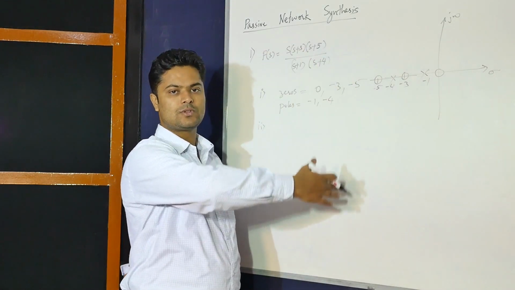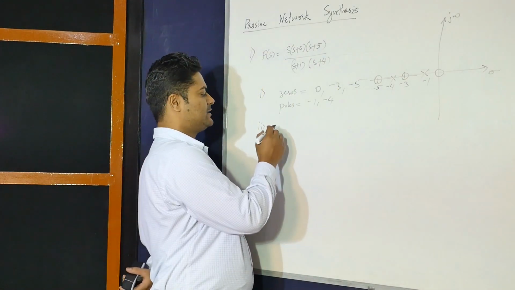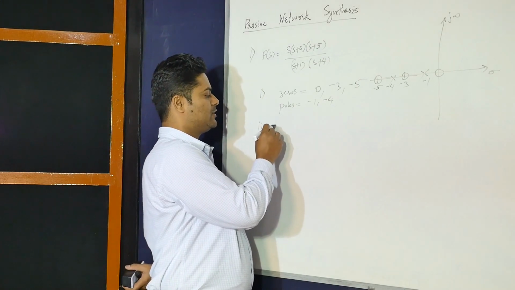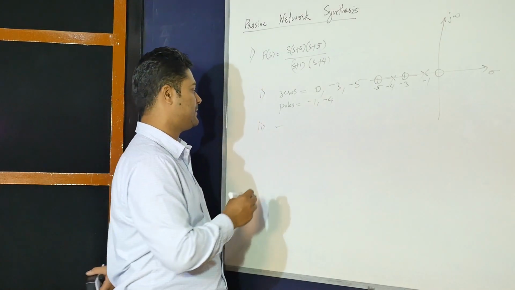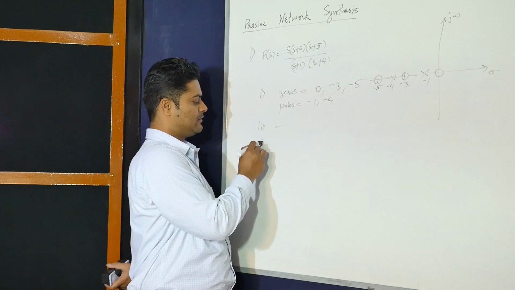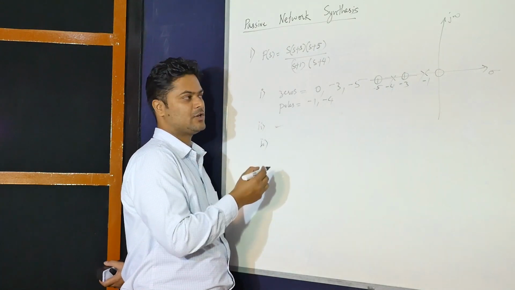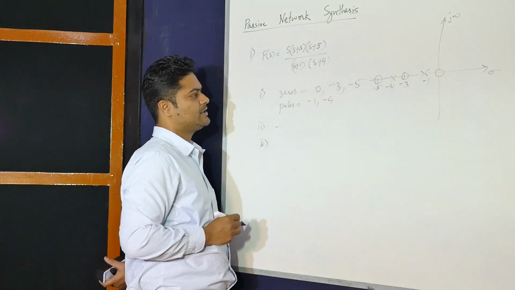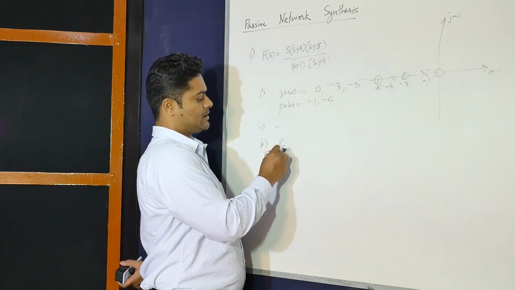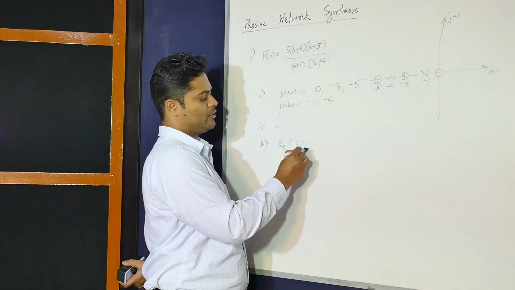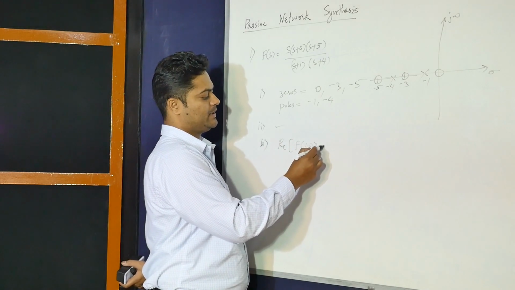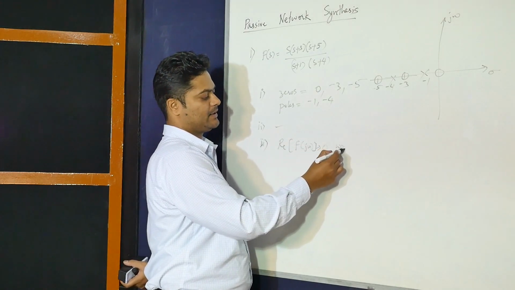As there is no root lying on the j omega axis, the second step need not be carried out and can be skipped. The third step is that the real part of F of j omega has to be greater than or equal to 0 for omega greater than or equal to 0.